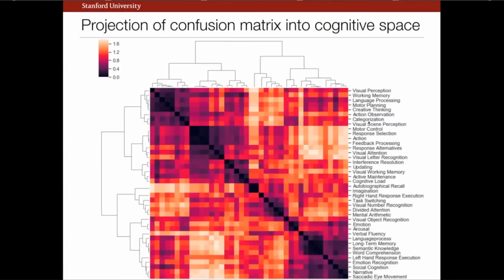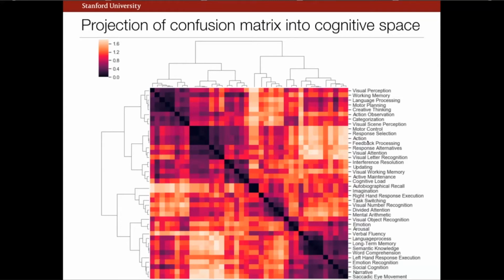And there you see that there's a few things that seem reasonable, but there's also a substantial amount of confusability that one might not expect. So for example, the things that are reasonable are, here in the middle, you see updating, visual working memory, active maintenance, interference resolution, cognitive load, things that you would expect to move together in terms of their underlying brain patterns do so.